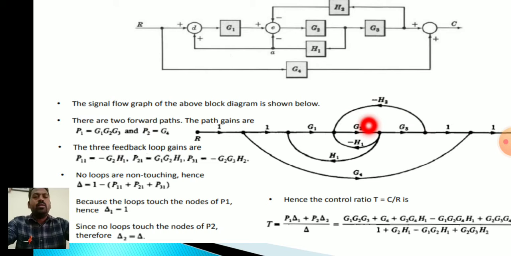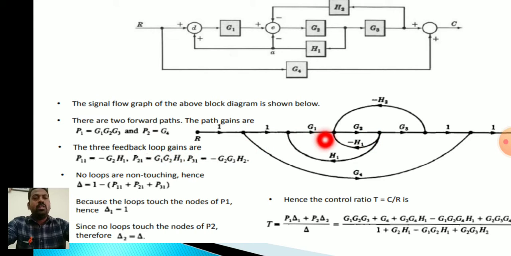So what is the path gain of that one? Here G3 and H1, that is shown here. It should be G3. Sorry, G2 only, correct, G2 and H1 with minus sign, minus G2 H1. Next G1 G2 and H1, that is shown here, G1 G2 H1.